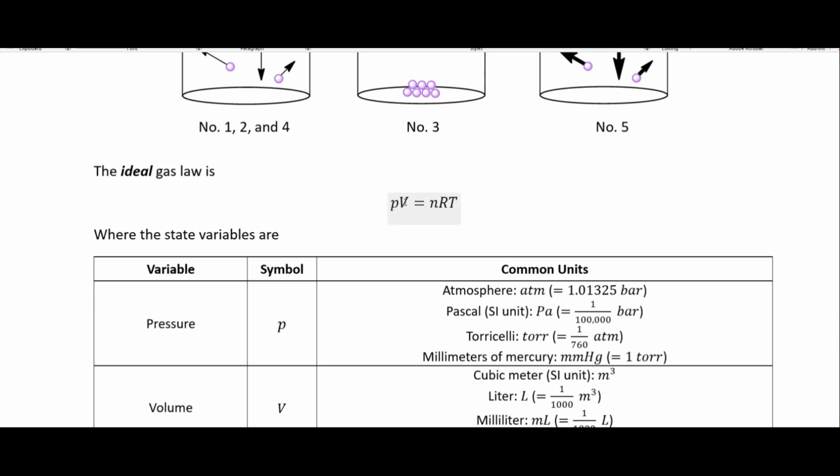And so the ideal gas law is this. It's just the pressure times the volume equals the number of particles times the gas constant times the temperature in Kelvin. Or to put it short, PV equals nRT.